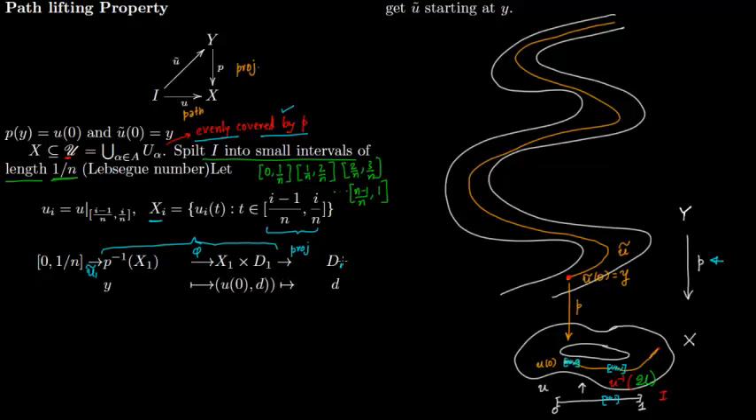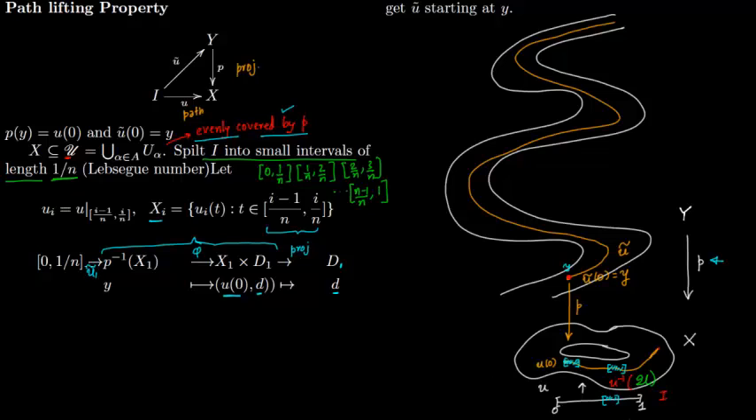So what we do is we take this y and we basically map it to u of 0 and d, where d is discrete. So basically we are choosing y such that the y will get mapped to u of 0, and then there is some discrete element d. You take a projection map, you have d here.